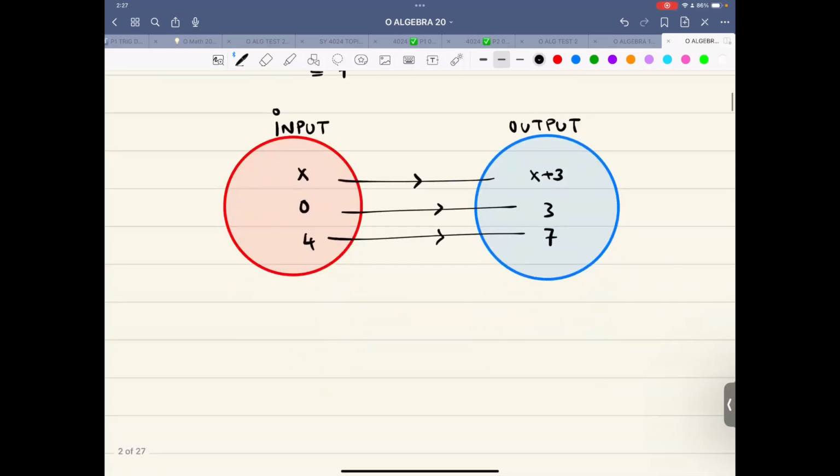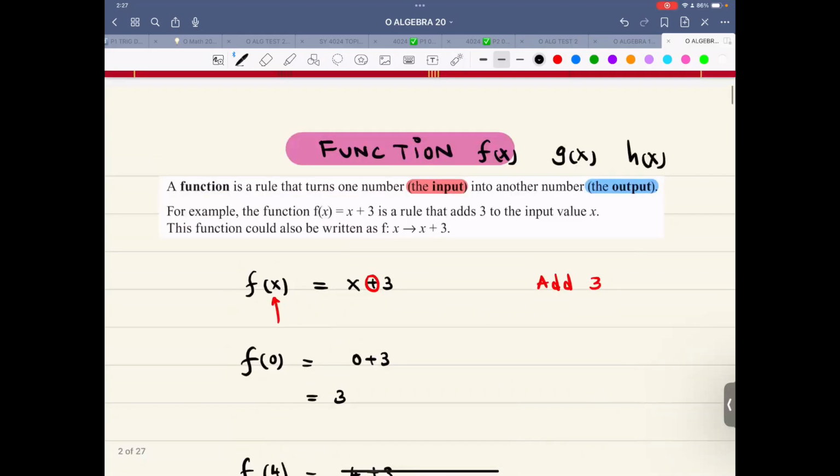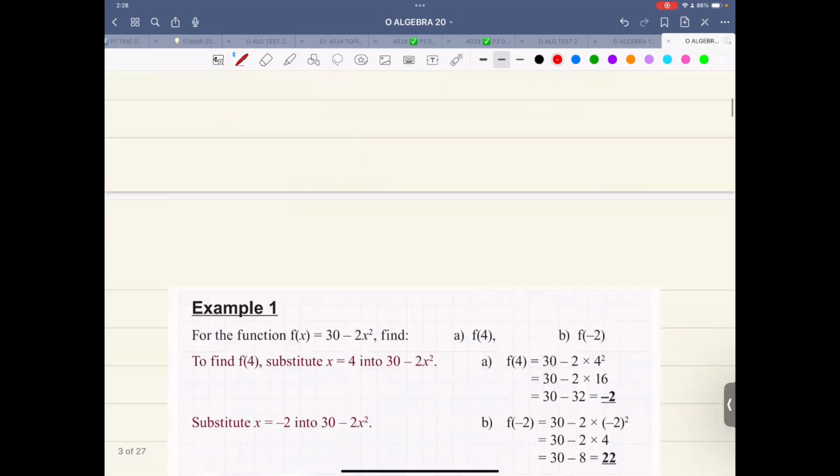Later on in higher math, we will refer to the input as the domain and the output as the range. But currently, we are limiting ourselves to the names input and output. A function can also be written with an arrow like this. The examiner might use this terminology to write it like this. So now let's move on.